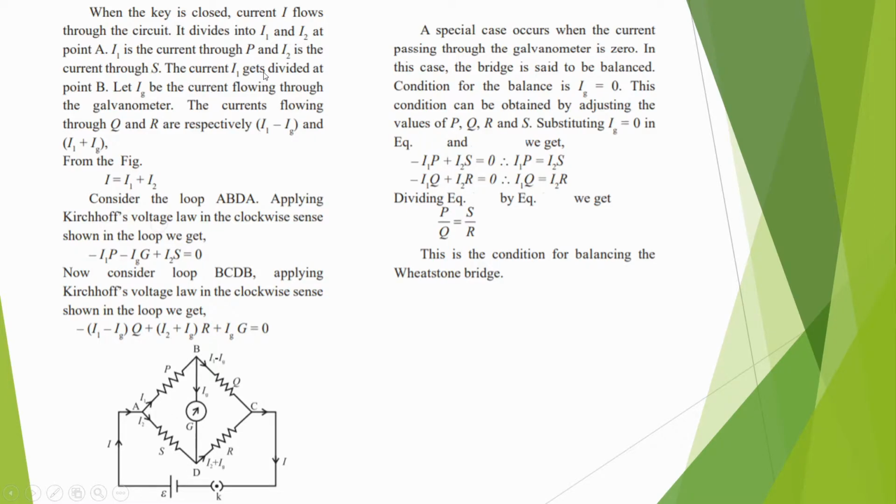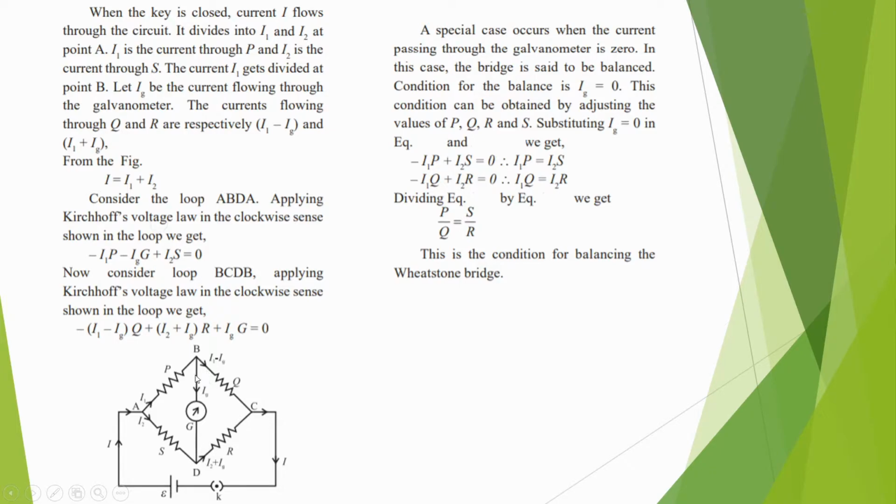The current I1 gets divided at point B. So at point B, the current I1 is again divided. Let Ig be the current flowing through the galvanometer. So this is the galvanometer, and there is a current also flowing through it. Which are the currents flowing through Q and R? The current flowing through Q is I1 minus Ig, and the current flowing through R is I2 plus Ig.